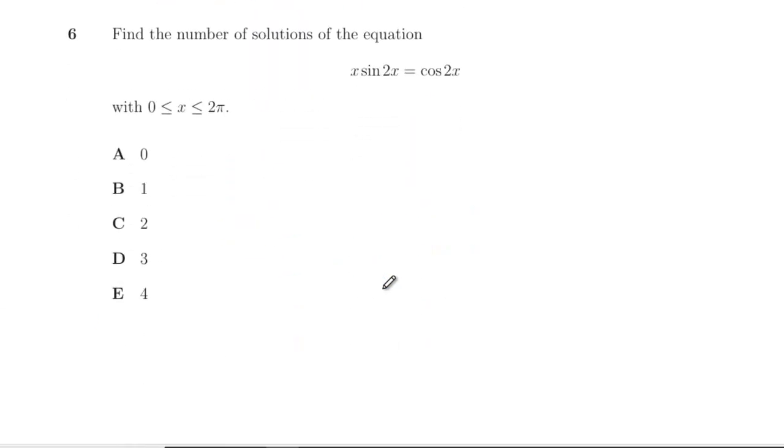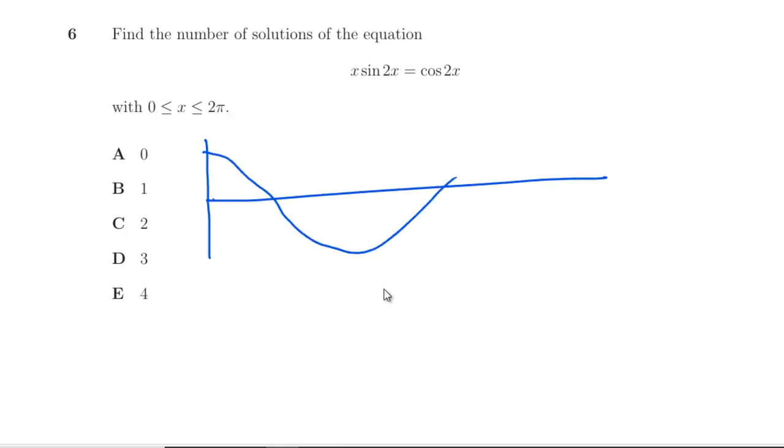Question 6. Find the number of solutions of this equation. Right, for 0 to 2 pi, so we've got sine 2x and a cos 2x, and then we're multiplying the sine 2x by x. But that's not going to make any difference, is it? Because changing amplitude doesn't change frequency. This feels like a physics question. Right, let's draw. So cos 2x, so we're doing something like, okay, it's going on for longer.